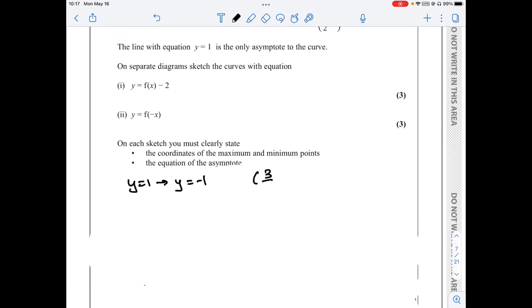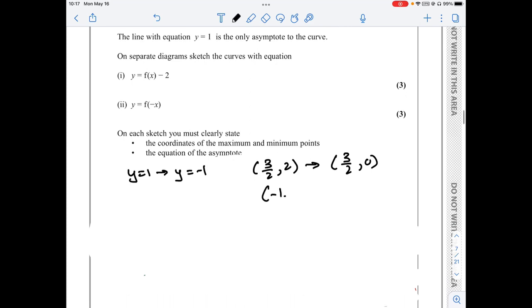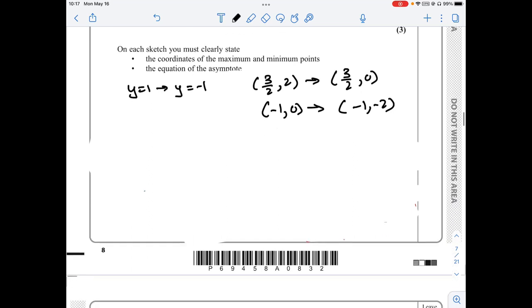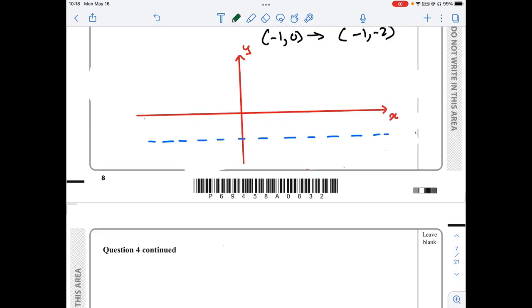The point 3 upon 2 comma 2 will become 3 upon 2 comma 0, and the other point, which was minus 1 comma 0, becomes minus 1 comma minus 2. So we have to take care of all these things. So what am I going to do? I mark 3 upon 2 comma 0, minus 1 comma minus 2, and y equals to negative 1.